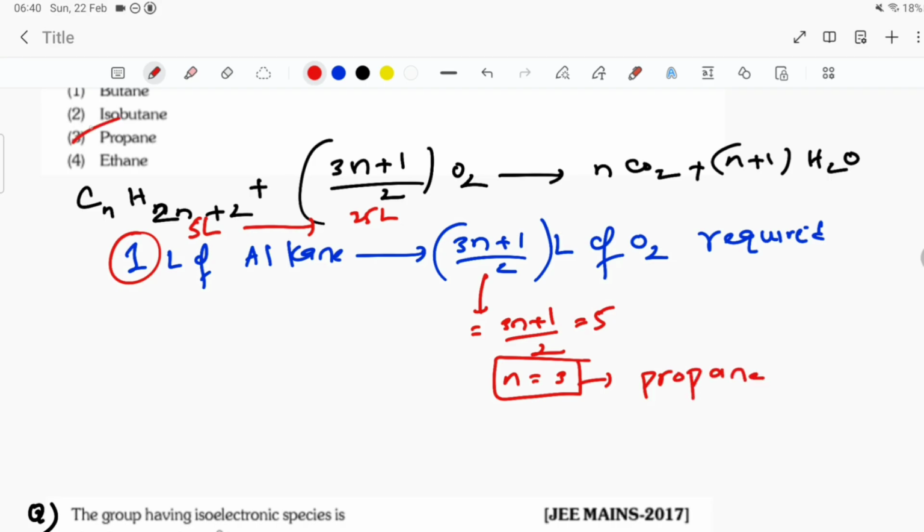Direct question. There is one balanced reaction for alkanes. According to the given equation, see here, 1 liter requires (3n+1)/2 liters of O2. So 5 liters is equal to 25 liters they mention. For 1 liter, how much do we need? 1 liter requires 5 liters of oxygen. Okay, (3n+1)/2 is equal to 5 liters. That's why we got propane.